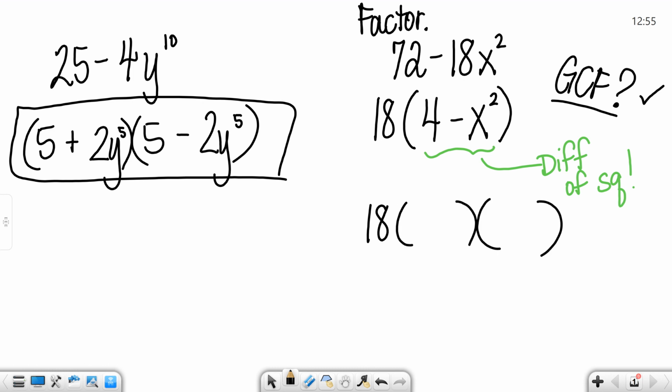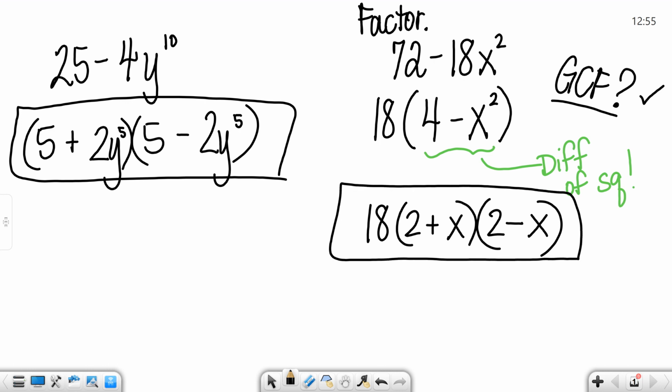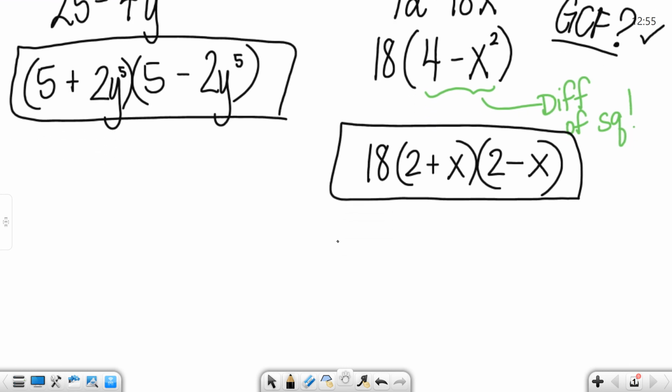And we're going to factor my difference of squares. The square root of 4 is 2. The square root of x squared is x. One gets a plus, and one gets a minus. So super important that that 18 is multiplied out front. And we always want to factor as far as we possibly can.